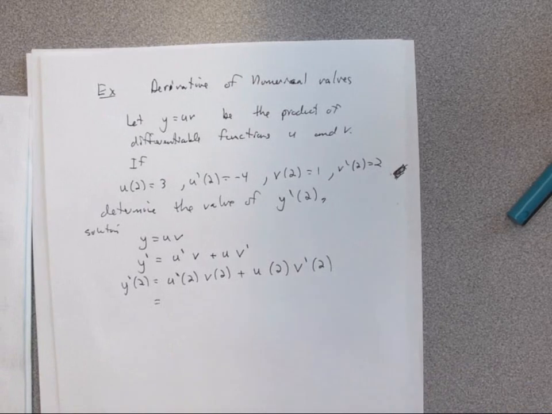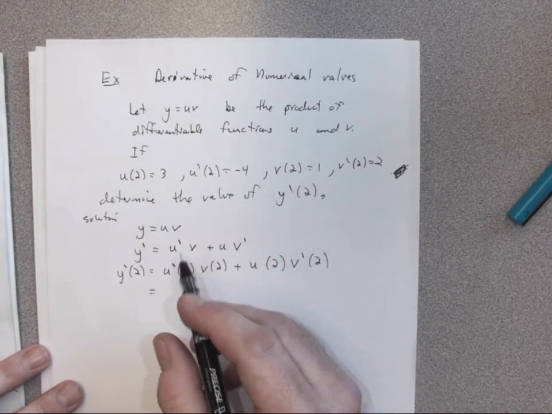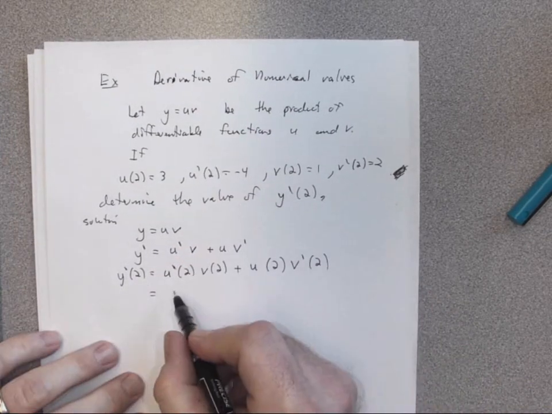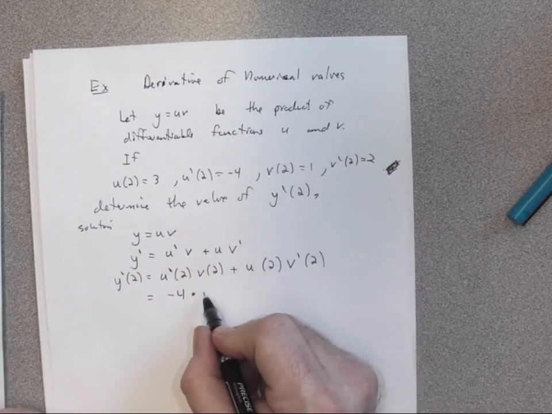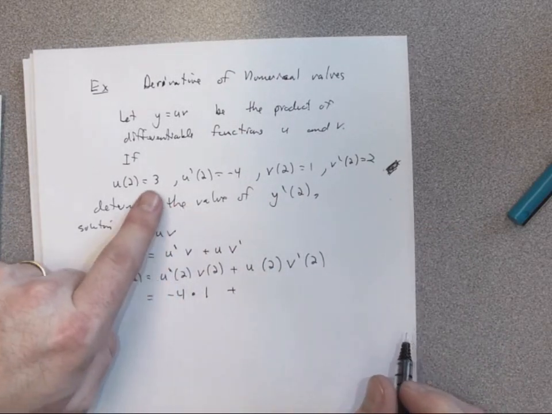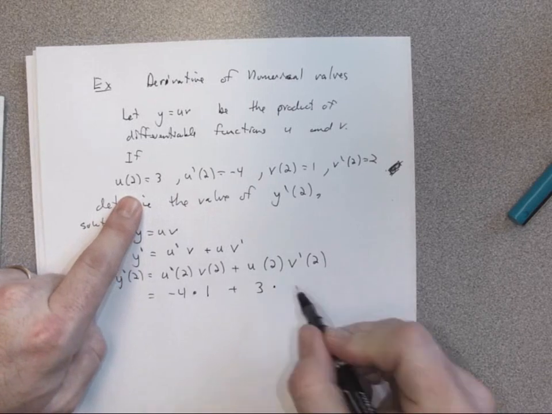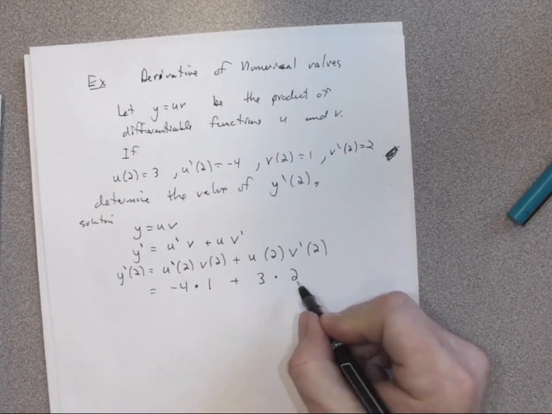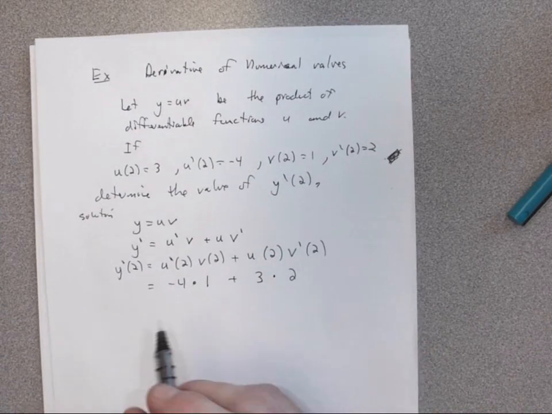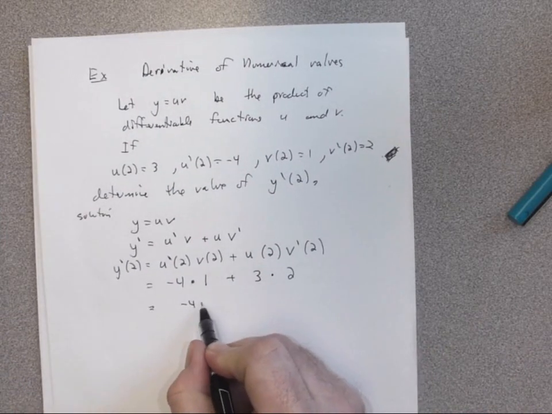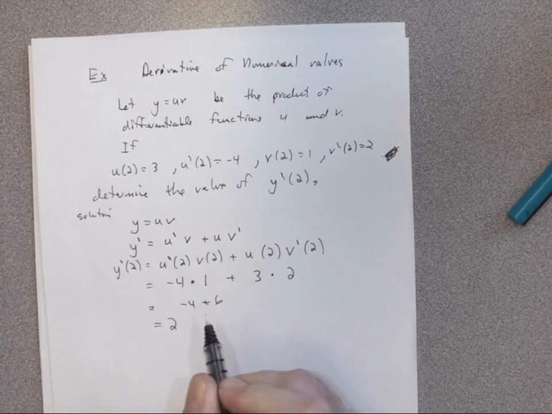So then when we just plug these numbers in, u prime of 2 we have right here, this is negative 4. And v of 2 is going to be 1 plus u of 2, which is going to be 3, times v prime of 2, which is equal to 2. So really this is just an application of the product rule. So this is going to be equal to minus 4 plus 6, which is equal to 2.